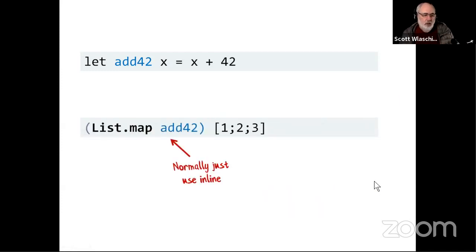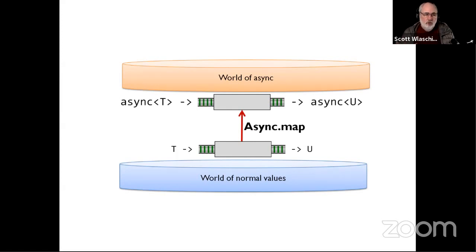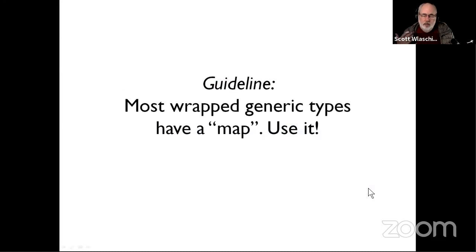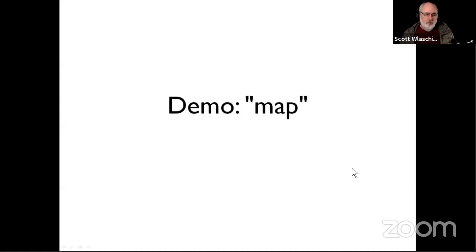Here's the async world or task world. So I have a function that works in normal world, and I can have a function that works in async world or task world. That's kind of nice too. And in functional programming languages, almost all generic types have a map function that goes along with it. So try and use it wherever possible. And if you create your own generic type, create a map function for it as well, because it'll just make your life a lot easier.